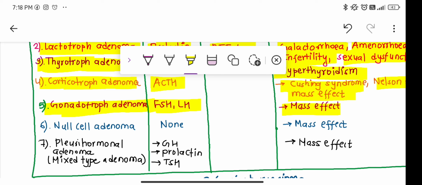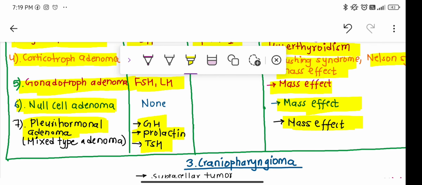Now next, null cell adenoma. Null cell adenoma means there is no increase in the level of any type of hormone, and only mass effect can be seen as a clinical feature. Now next is plurihormonal adenoma. Plurihormonal adenoma means it is a mixed type of adenoma, with an increase in the level of more than one type of hormone, like growth hormone, prolactin, as well as TSH. So it is a mixed type of adenoma, and mass effect can also be seen.